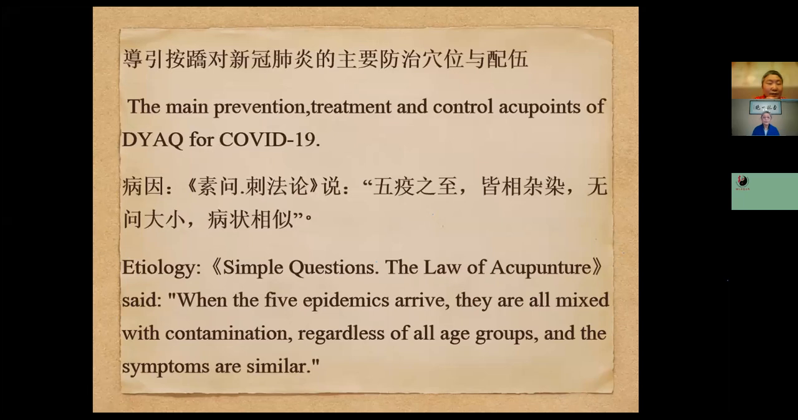And now we talk about the main prevention, treatment, and control acupuncture of joint ankle for COVID-19. And COVID-19, the epidemic is still not settled yet. So some people have a cold and the people around will be very panicked. And so when we know about how to do it, it will be very good.